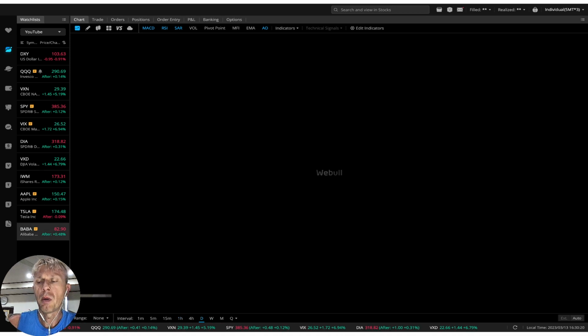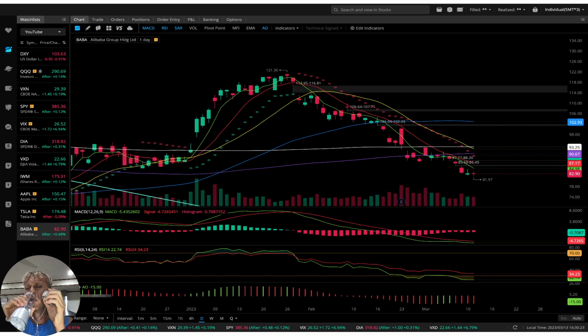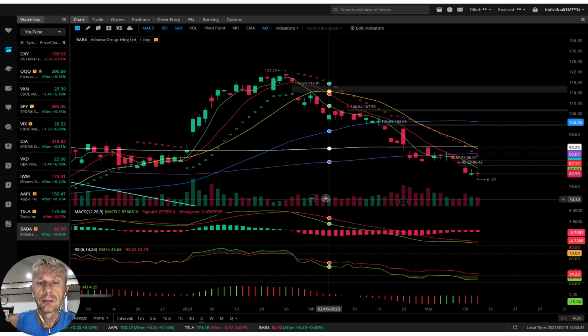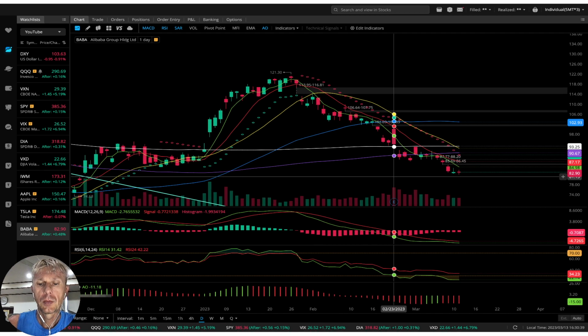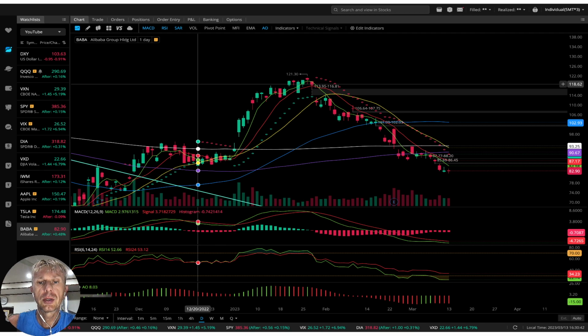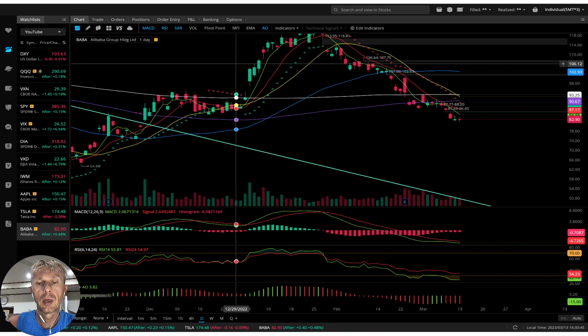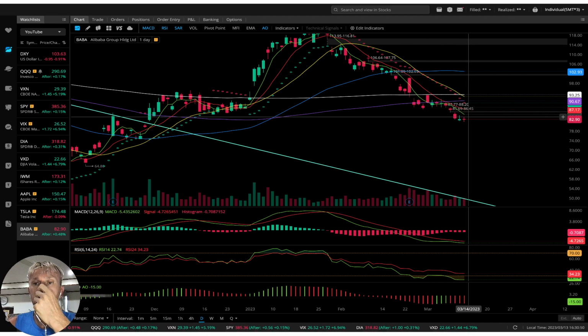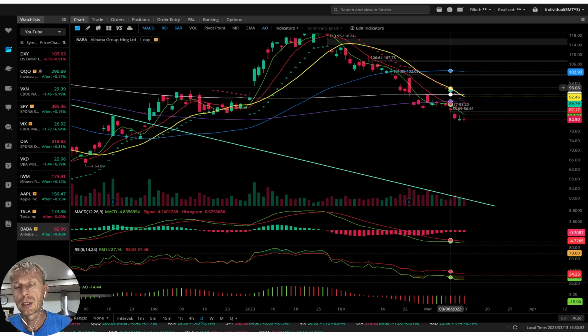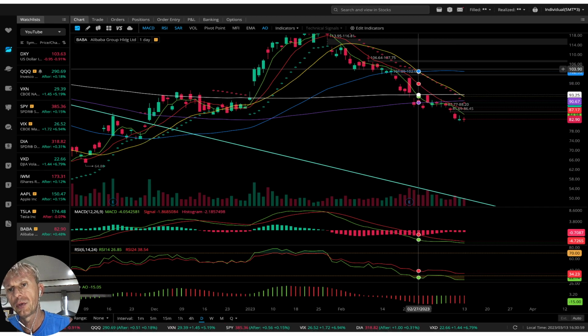Let's move to BABA, Alibaba Group. Alibaba Group, daily time frame. Let me maximize it. Bearish trend on all indicators. Still above that major trend line. Below all moving averages, last bar below all moving averages. And remember this MA20 yellow line did a bearish crossover over 200, over 50.